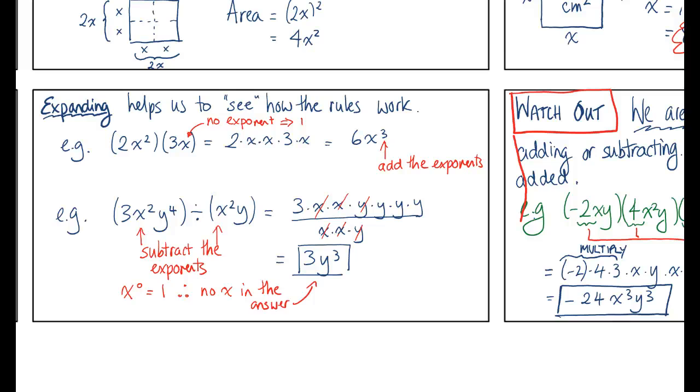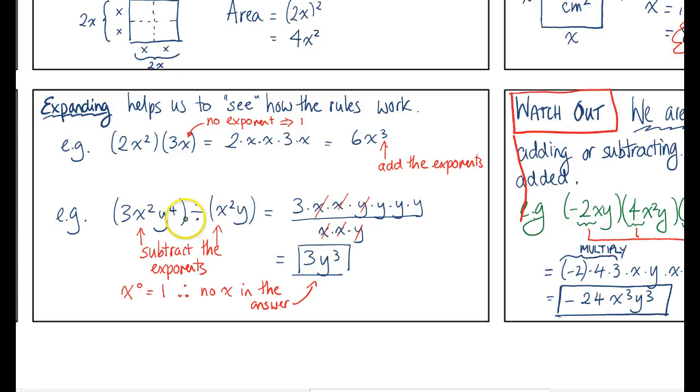So if we want to see how these rules work, we can always write them out in full. So here we could simply write out what's in the brackets over here. So 2x squared is the same as 2 times x, and 3x is obviously 3 times x. If we multiply the 2 and the 3 together, we get 6, and we see we've got 3 x's multiplied together here, which makes x cubed.